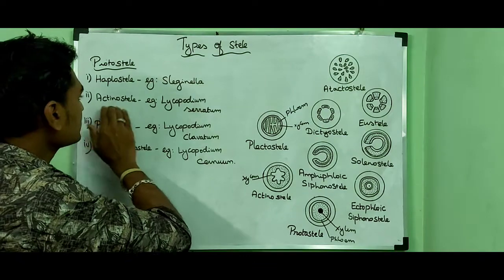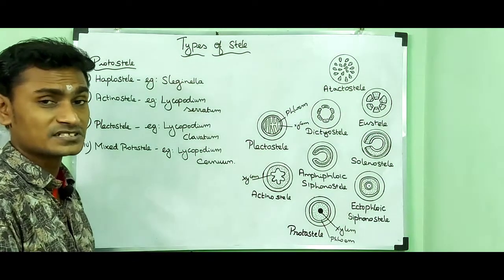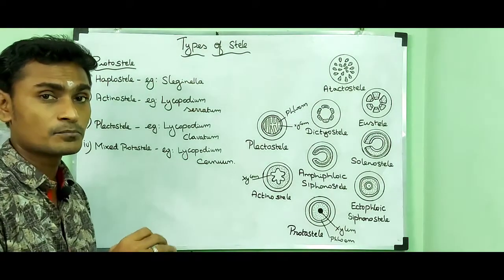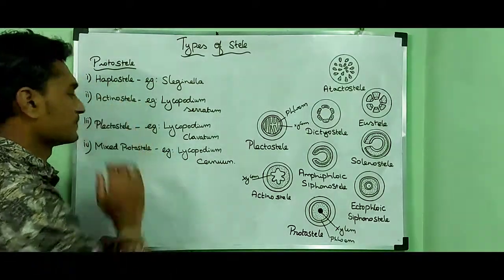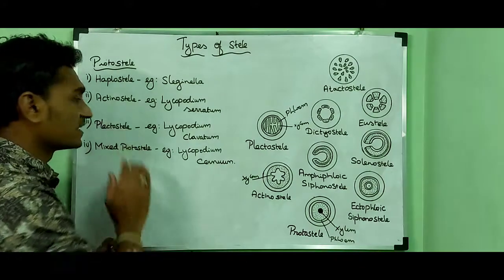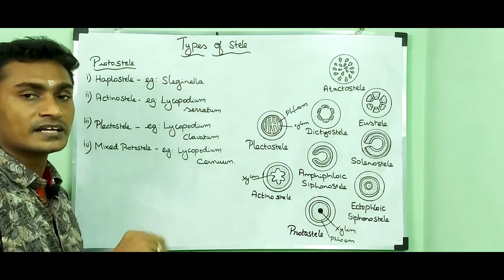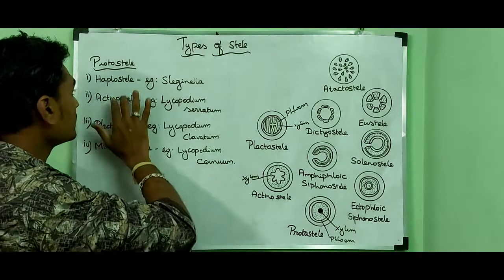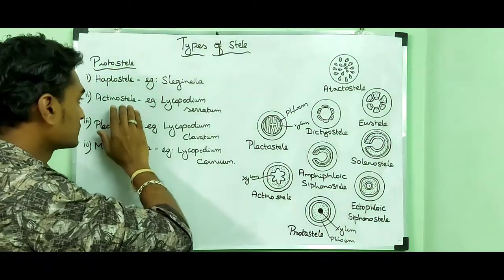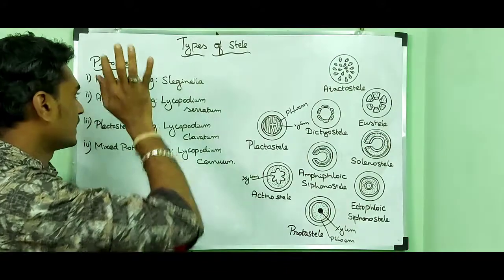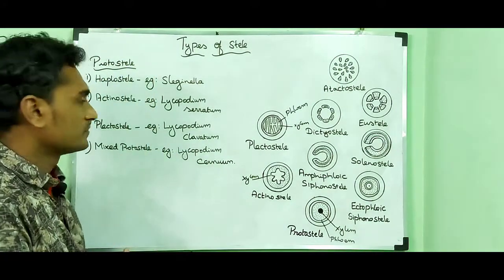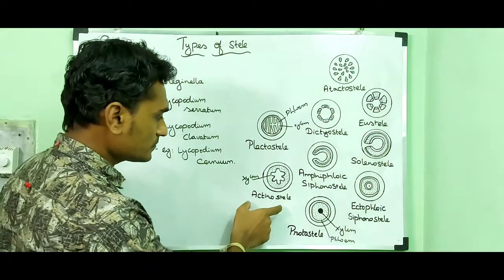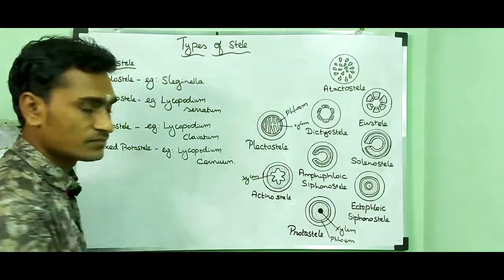Then actinosteel. Actinosteel is somewhat advanced than haplosteel, and it is a modification of haplosteel. Example, Lycopodium serratum. So this is the structure of actinosteel.